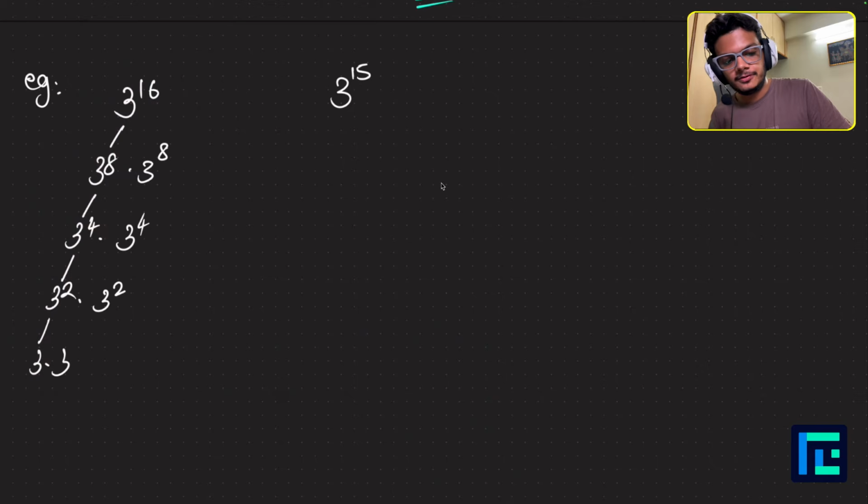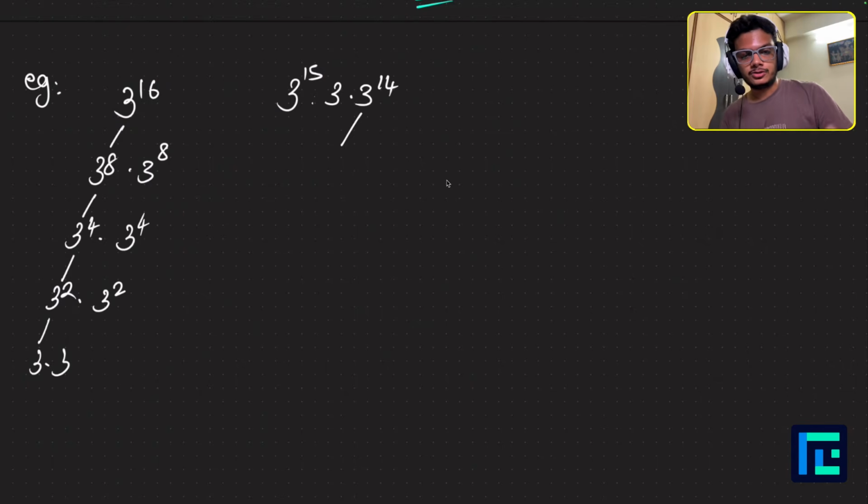So let's say for 3 power 15, what do you have to do? Of course you cannot break 3 power 15 into 3 power 8 into 8 because it's not an even power, but you definitely know that 3 power 15 is actually 3 into 3 power 14, right? This 14 can be broken now. Instead of going from 1 to 14, you just find 3 power 7 and multiply it with 3 power 7, right?